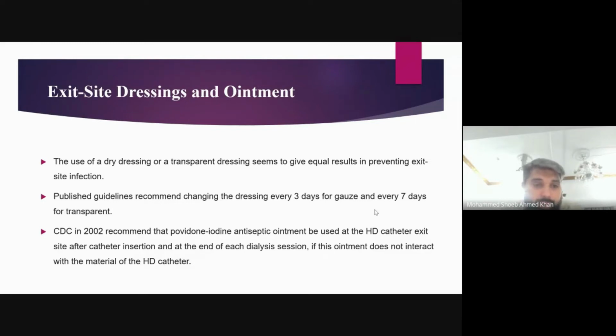The CDC in 2002 recommended that povidone, that is betadine antiseptic ointment, can be used at the HD catheter exit site after catheter insertion and at the end of each dialysis session.